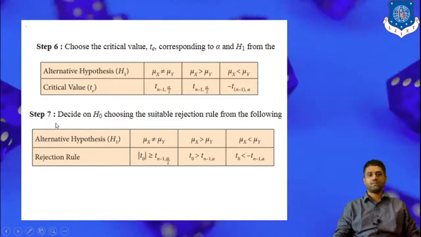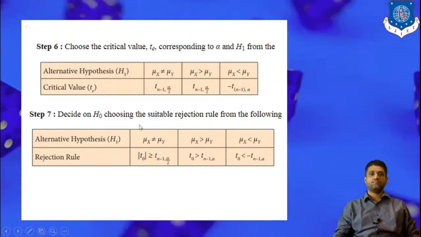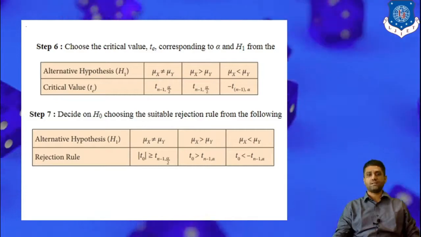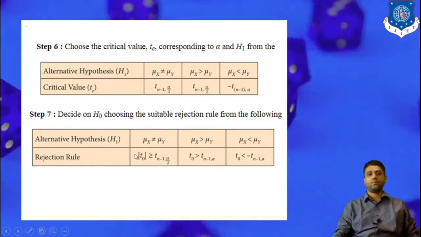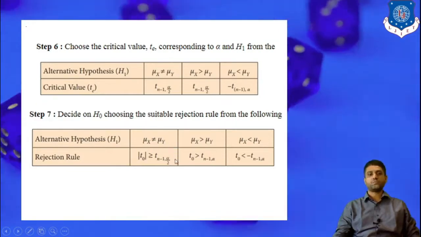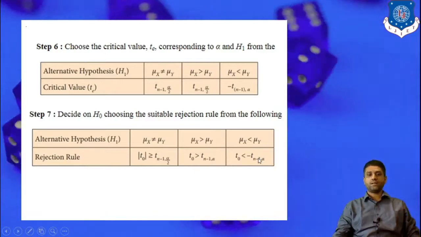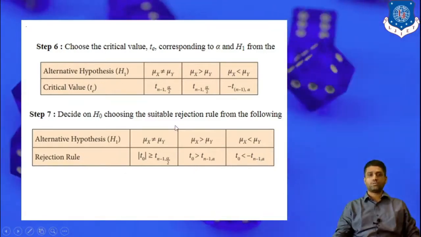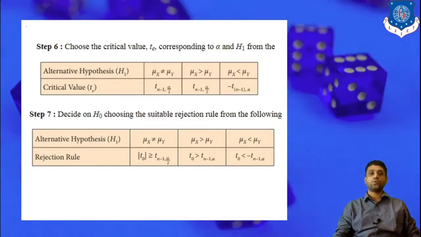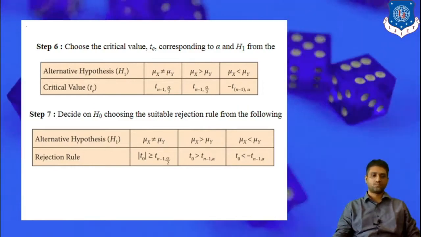Now step number 7. On the basis of that, finally we have to give our decision whether the null hypothesis is rejected or not rejected. If it is a two-sided test and it satisfies this condition, then we have to reject the null hypothesis. Similarly, if it is a one-sided test and it satisfies this condition, then we have to reject the null hypothesis. Otherwise, we do not reject the null hypothesis.